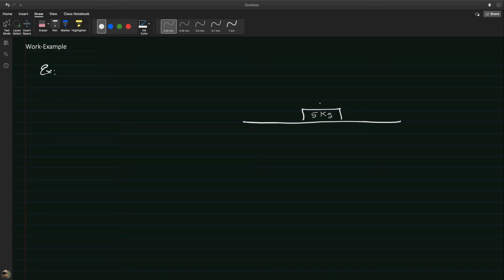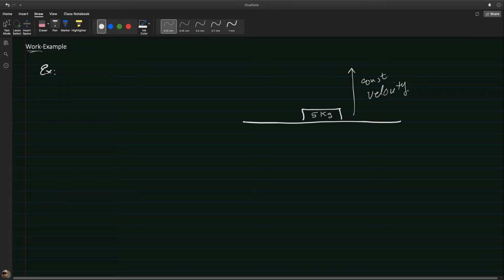As an example, we are going to talk about an example in the work, but this example will take us a little bit further to look into how we can use work to find the energy of lifting a book. So this is a book of about 5 kilograms, and we are going to lift it up at a constant velocity because that's very important. Constant velocity means no acceleration.